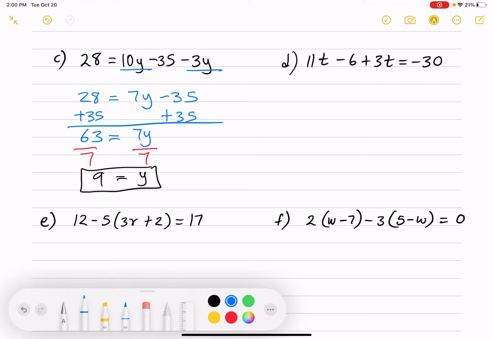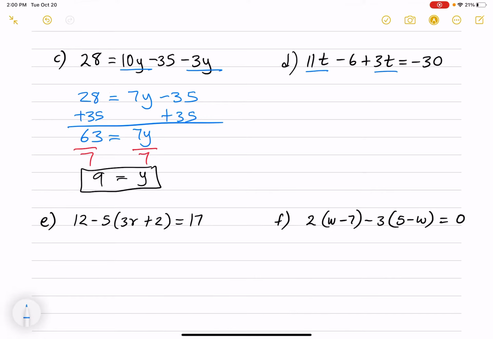Okay, the next one is very similar. We're going to combine like terms on the left side. 11t and 3t adds up to 14t. We didn't do anything to that -6 or the -30. Again, the nature of this equation is we're going to get rid of that -6 by adding 6 to both sides. And 14t would be equal to -24.